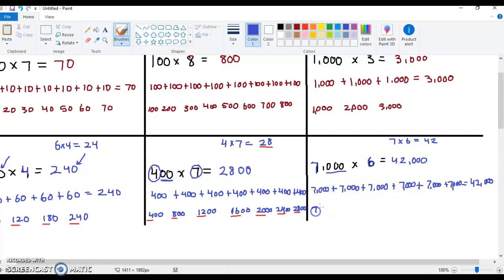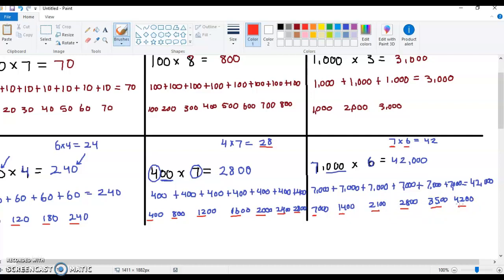And you can count it off. 7,000 times 1, 7,000 times 2, 7,000 times 3, times 4, times 5, and then finally times 6. And here are the multiplication facts when you talk about 7 times 6. The number 7, 6 times, so 7 times 1, times 2, times 3, times 4, times 5, times 6.